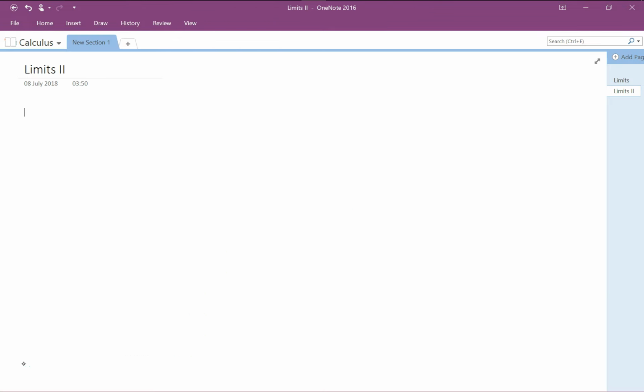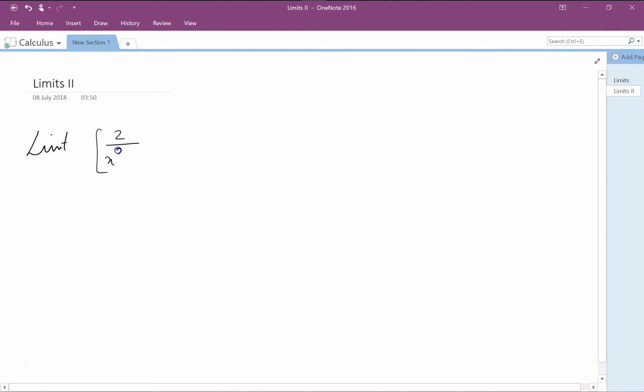Let's look at more problems in limits. Limit of 2 by x square minus 1 plus 1 by 1 minus x as x approaches 1. Now what happens when it approaches 1? 1 square minus 1 becomes 0, and 1 minus 1 also becomes 0. So we can't directly substitute it. We need to convert this into some form where the denominator doesn't remain 0.